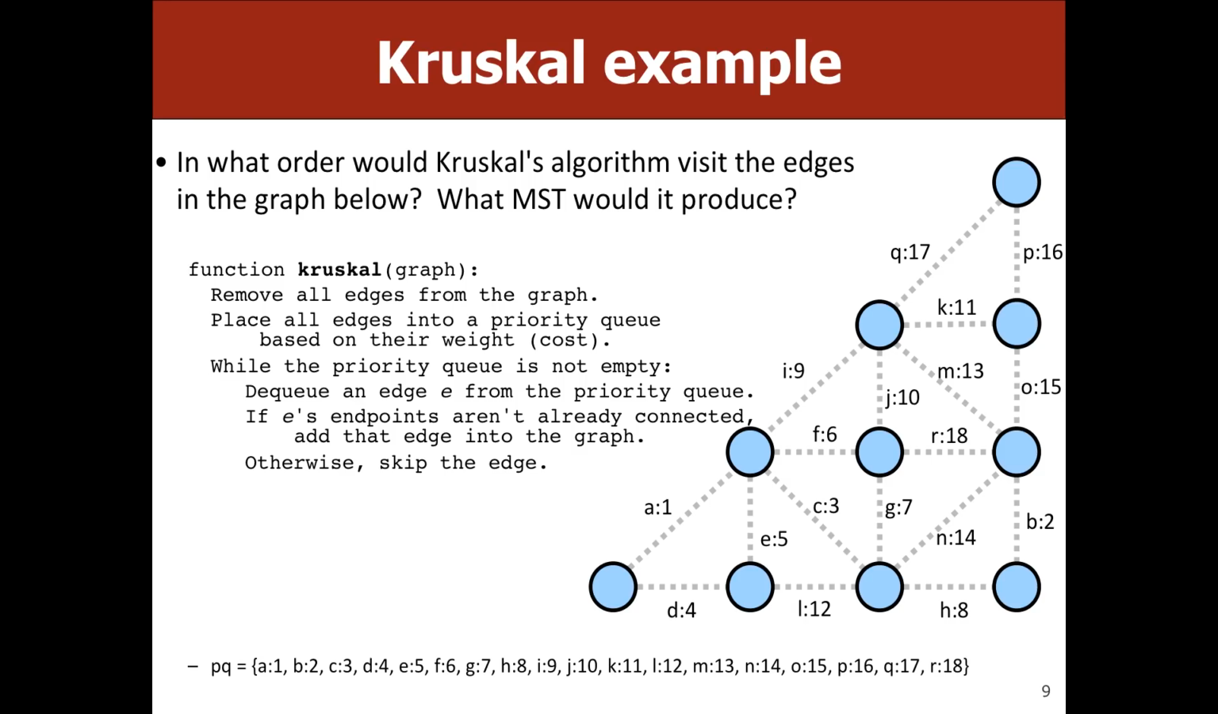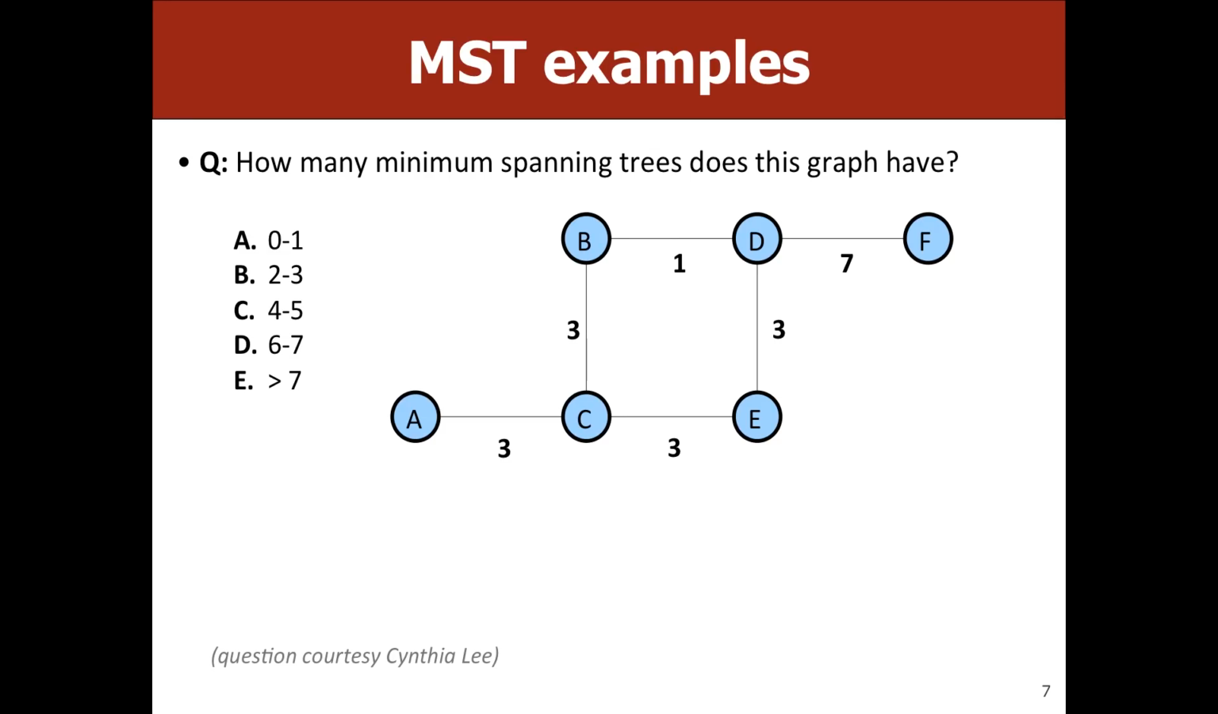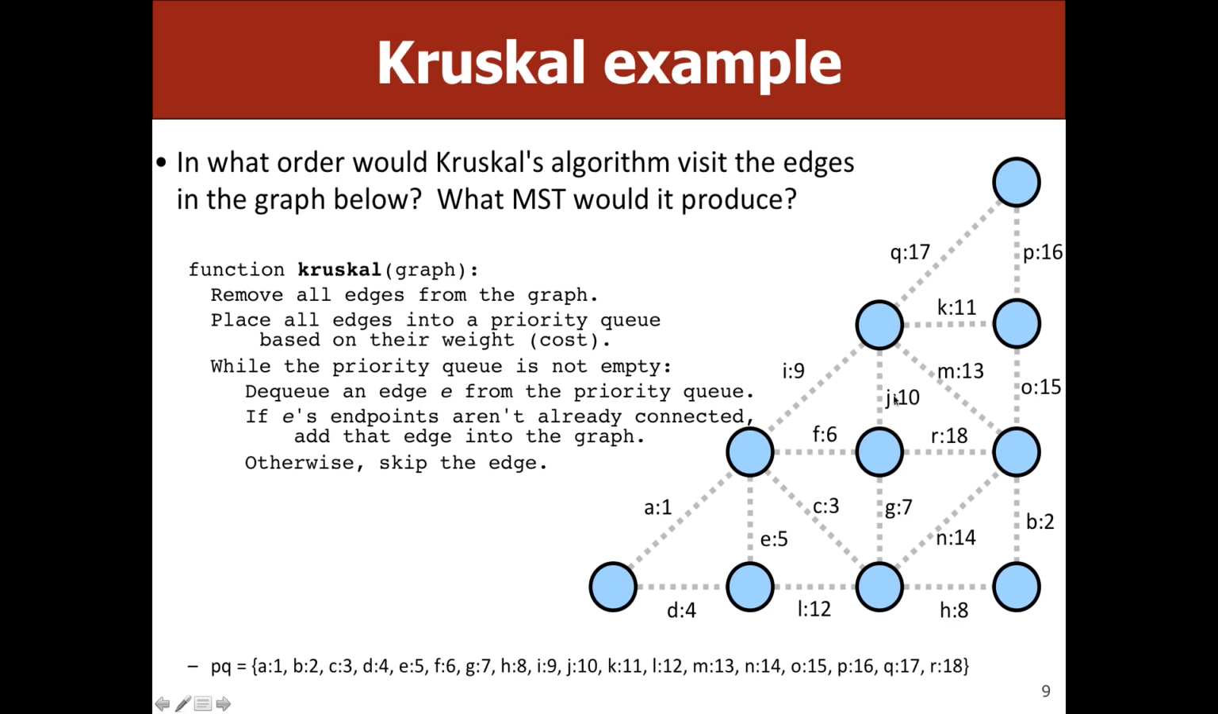How many people think yes? How many people think no? Yeah, so for this particular graph, there's only one minimum spanning tree because all of the edge weights are unique. In that first example, we saw that there are multiple minimum spanning trees because there were 3 edges with cost 3. So we could use any 2 of those 3 edges. But here, since all of the edge weights are distinct, you're only going to have one minimum spanning tree.